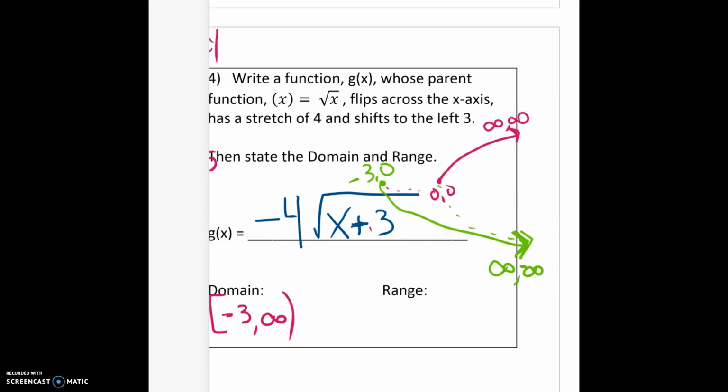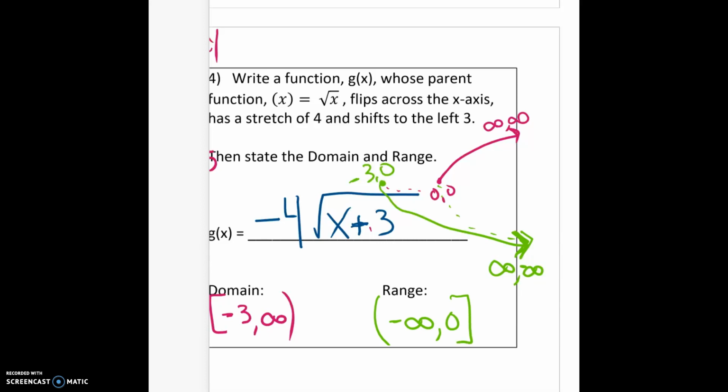So let's talk about domain. Domain is still negative 3 to infinity. My apologies, I forgot the flip. But the range is different. Now we have a smaller y and a bigger y. So our y's are 0 and negative infinity. And I will be putting negative infinity first because it's smaller, and then the 0.